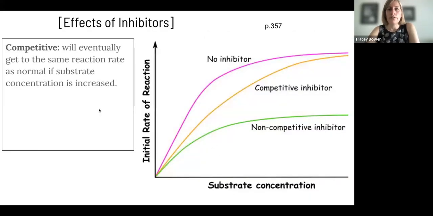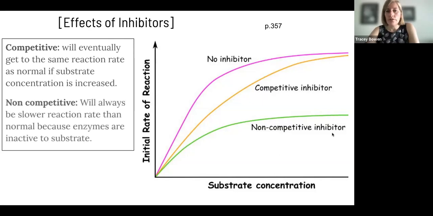When we're thinking of inhibitors, you can see on this graph that as the substrate concentration increases, the rate of reaction is also going to increase, just because of more bonking together. If there's no inhibitor, eventually that's going to plateau. If there's a competitive inhibitor binding onto the active site, then if we increase the substrate concentration more and more, there are going to be more and more collisions. Eventually, if the substrate concentration is high enough, even with a competitive inhibitor present, we're almost going to get to the same reaction rate we would see with no inhibitor.